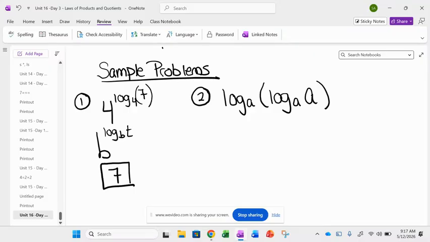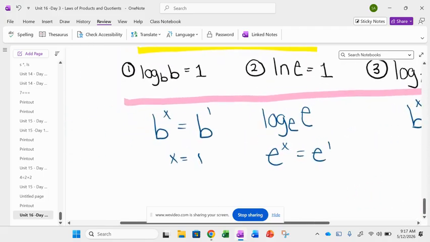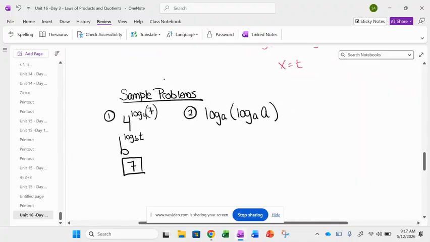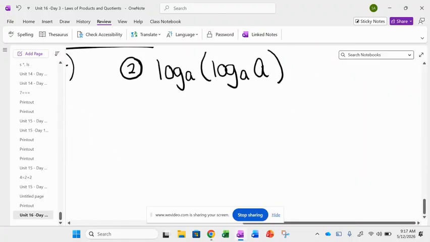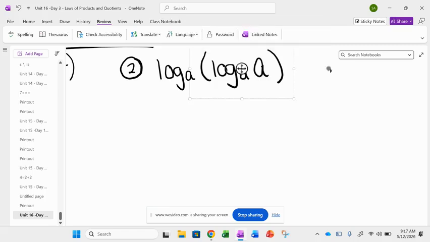That was a shortcut. Log base A of A was the same as this first shortcut, log base B of B. And what does that simplify down to? 1, right? Log base A of A. So they're saying A to what power gives me A? Isn't it A to the first power gives me A? So this is 1. Is everybody okay with that?